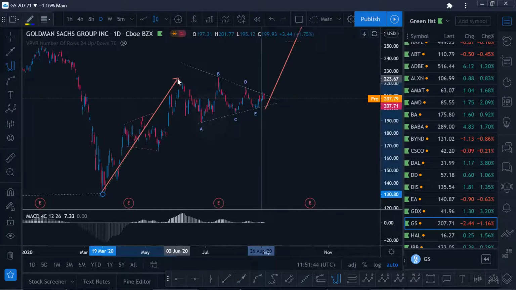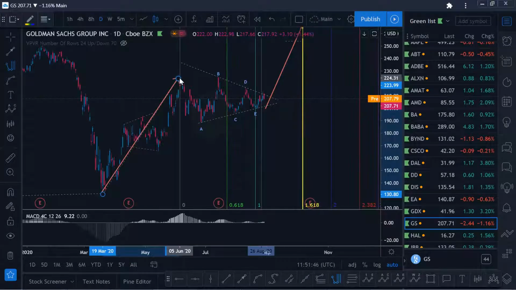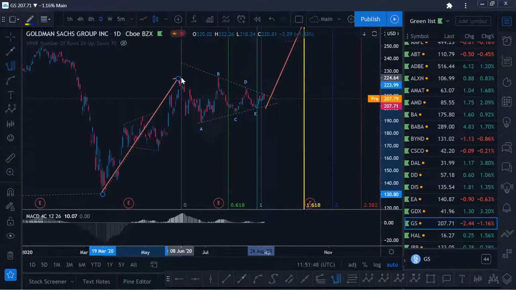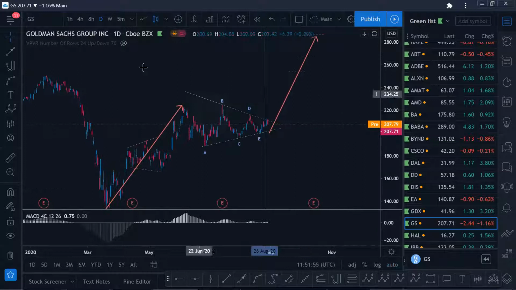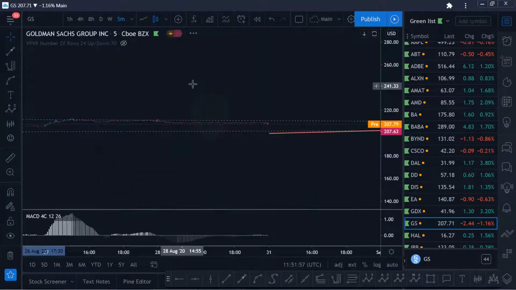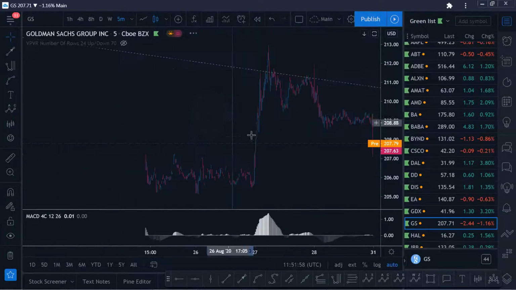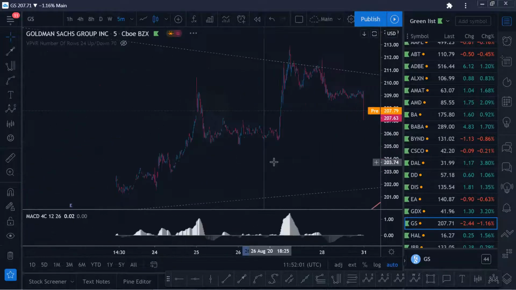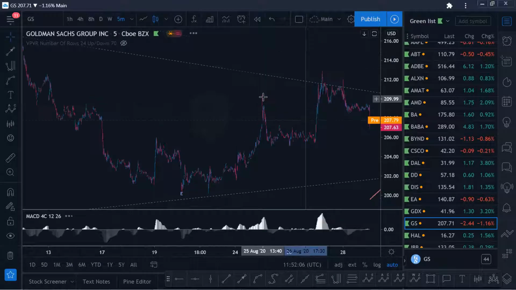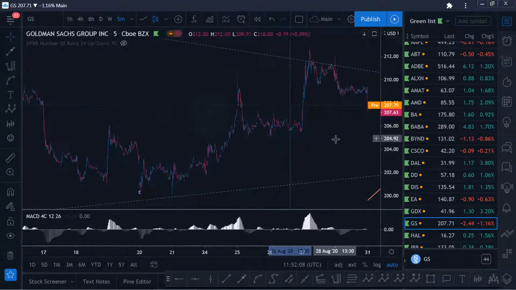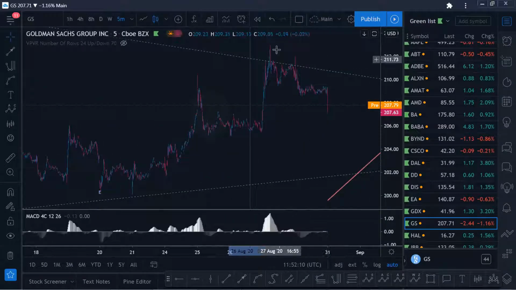And if you take a look at the length of the correction, we've just crossed the minimum time. It's a nice triangle shape. You look at the price action within the triangle, it's very clean. It just looks to me like Goldman Sachs is looking to break higher. We had quite a strong push off the E wave, went into correction, had another one, and we've had quite a decent pullback from there.